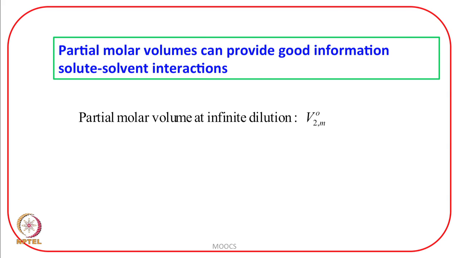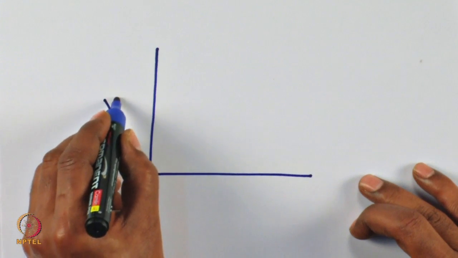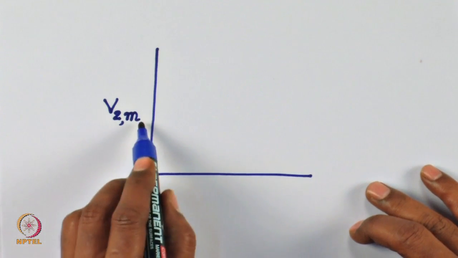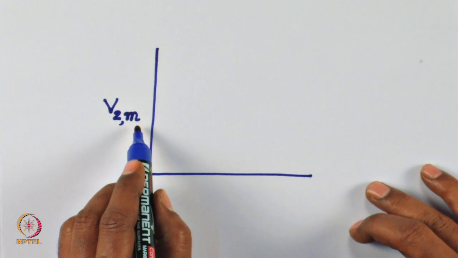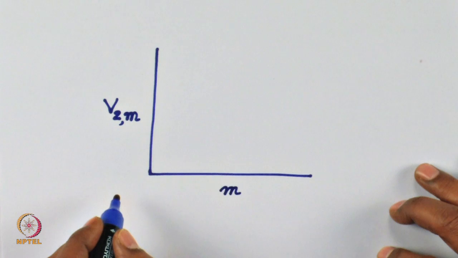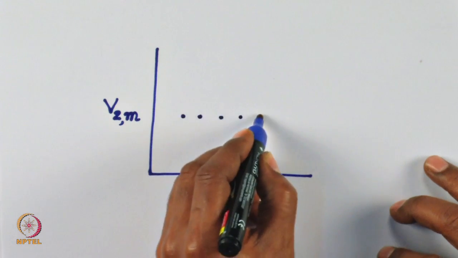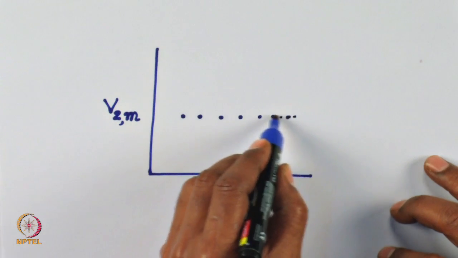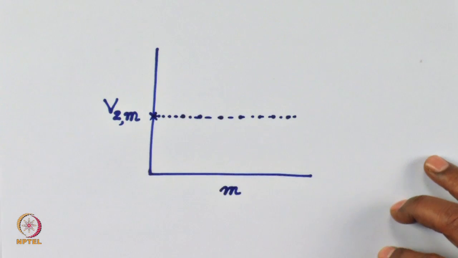Suppose I measure the partial molar volume. As I said, in literature you will see partial molar volume being written as V2m, where 2 is generally written for the solute and m denotes the molar quantity. If you plot against molality, there is a possibility that the variation can be like this. If the variation is like this, then the extrapolation to m equal to 0, which is infinite dilution, is going to be the average of all these values.